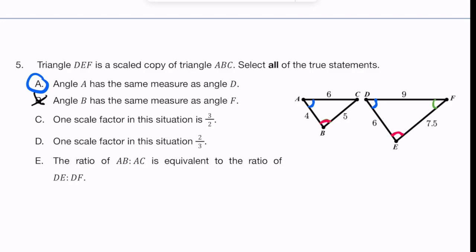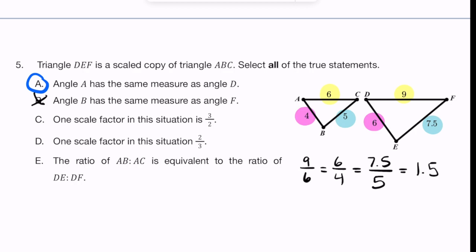C, one scale factor in this situation is 3/2. Okay, so we're trying to find scale factors here. To find the scale factor, as we've been doing in the whole video, we can find the ratio of the side lengths. So from 6 to 9, what are we multiplying by? From 4 to 6, what are we multiplying by? And from 5 to 7.5. So we can do 9/6, 6/4, and 7.5/5. If we put those in the calculator, all those ratios are going to be equal, and they're going to be equivalent to 1.5.